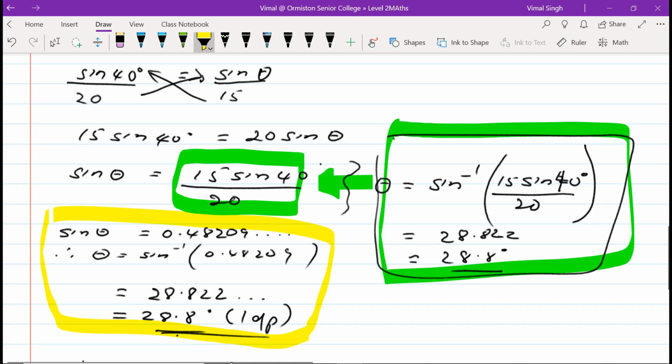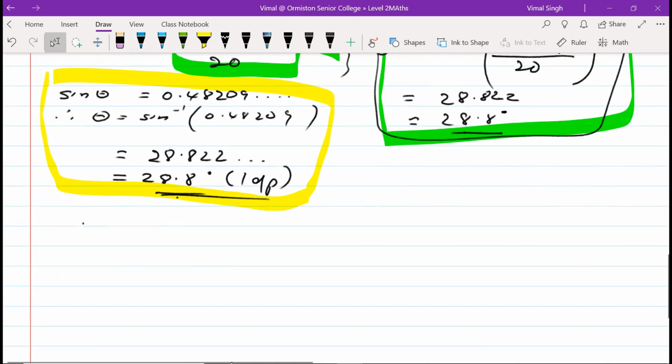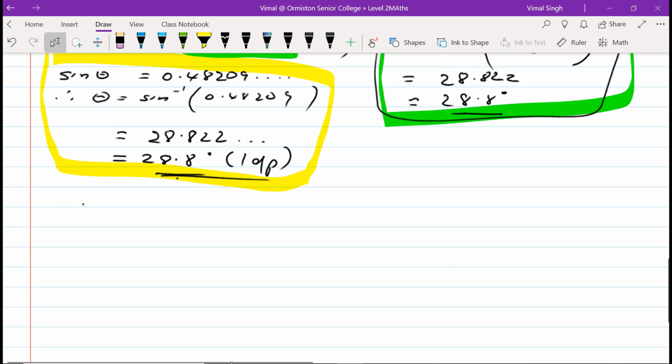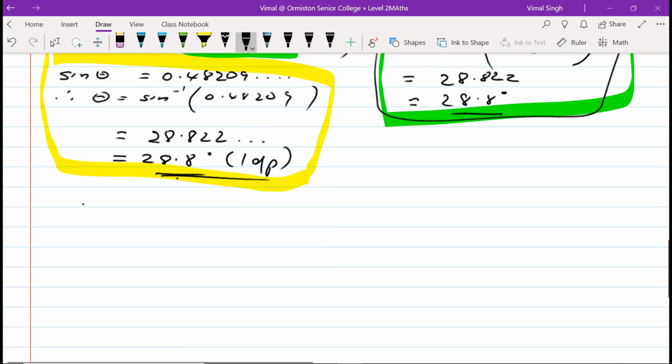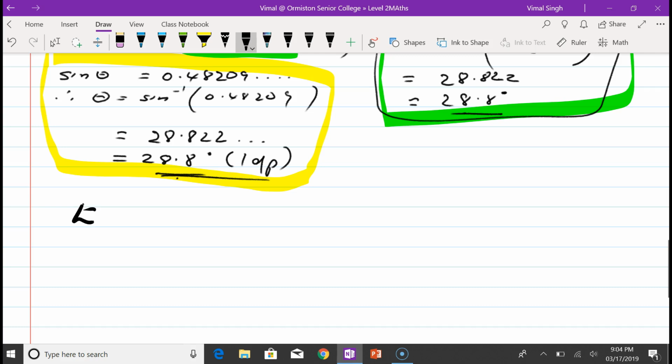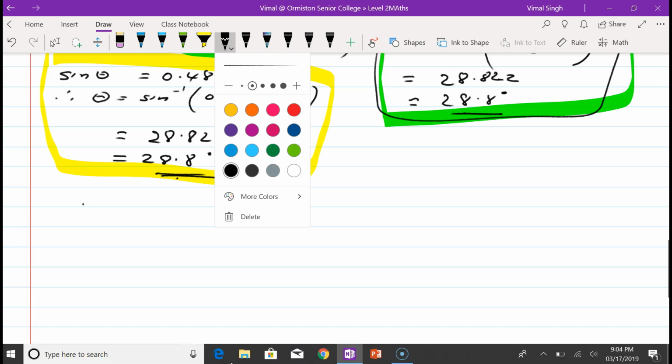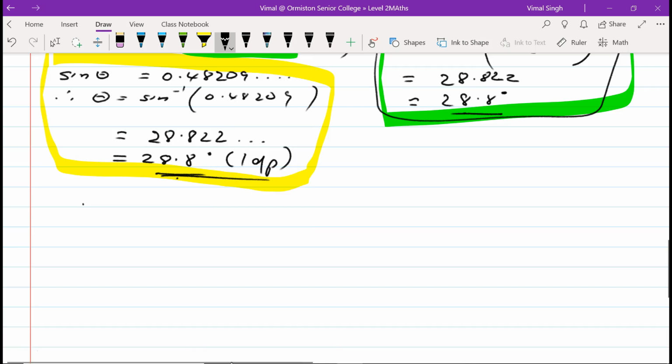Okay, I want to move on and just very quickly have a look at another example. So I'll change the pen over here. Let's have a look at example 2. Oh, this pen is too thick, I need to change this.